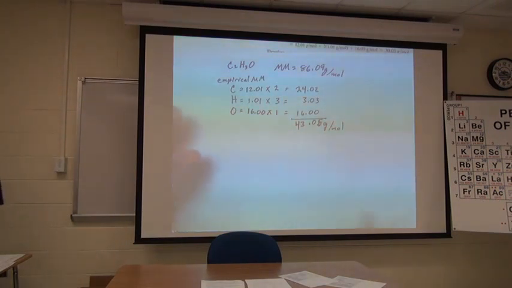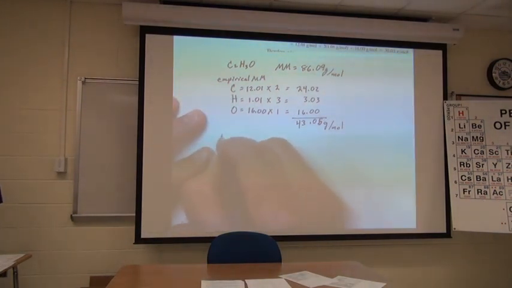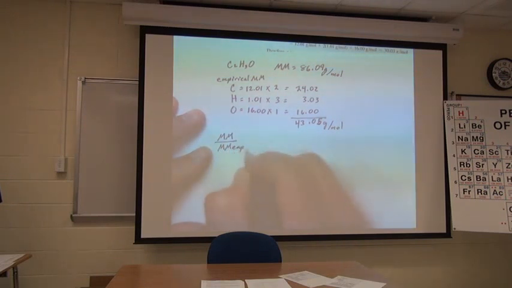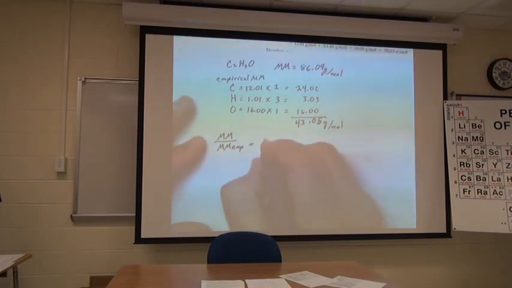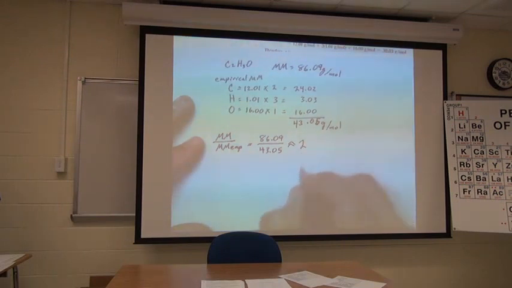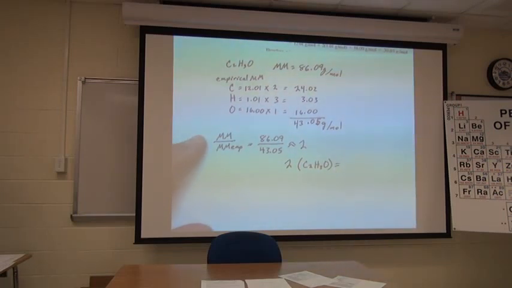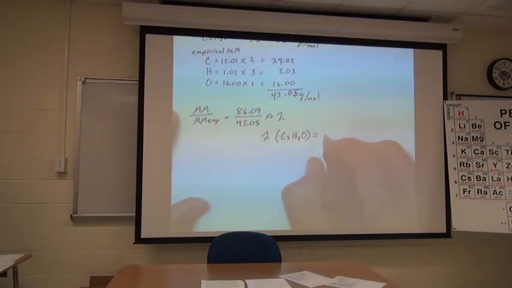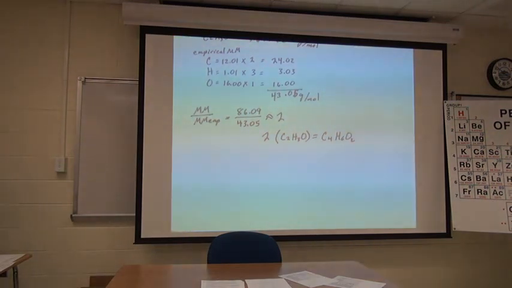Okay, what's the actual molar mass? 86.09. What do we do? What you do is you put the molar mass over the empirical molar mass. So 86.09 over 43.05. That equals what? 2. So what you do is you say 2 times C2H3O. And what does that equal? C4H6O2. And there you go.